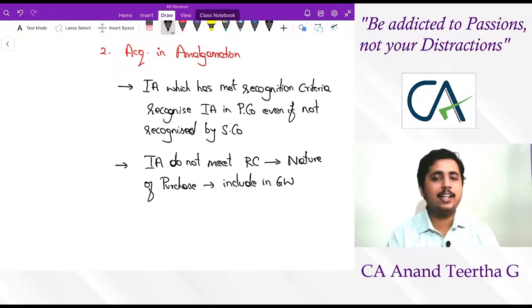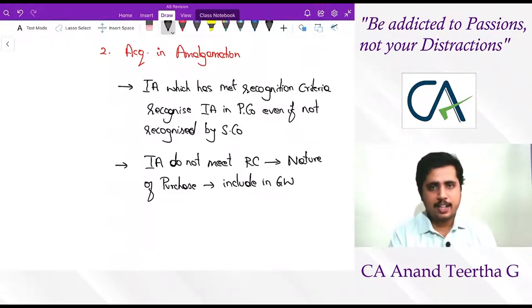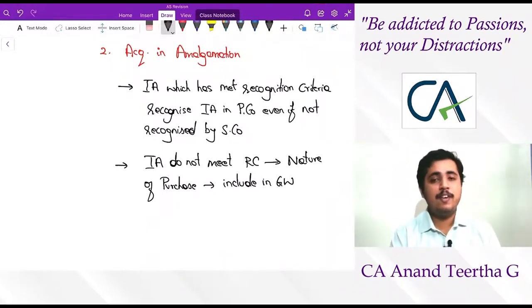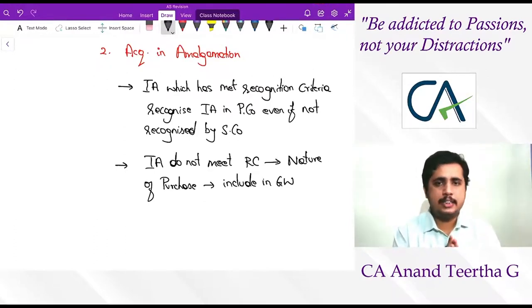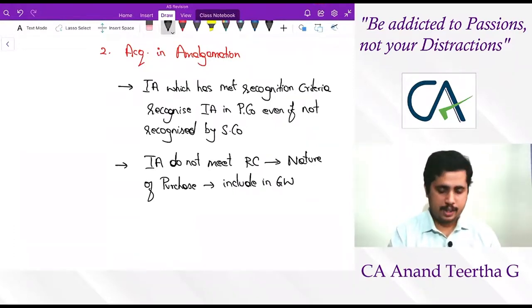So if it meets recognition criteria, there is a commercial ability for it. At that time, consider this intangible asset separately, even though the selling company has not recognized it. However, if it is a part of an intangible asset that is not meeting recognition criteria, include it directly in goodwill valuation, do not recognize it separately. That's how you have to consider acquisition in amalgamation.